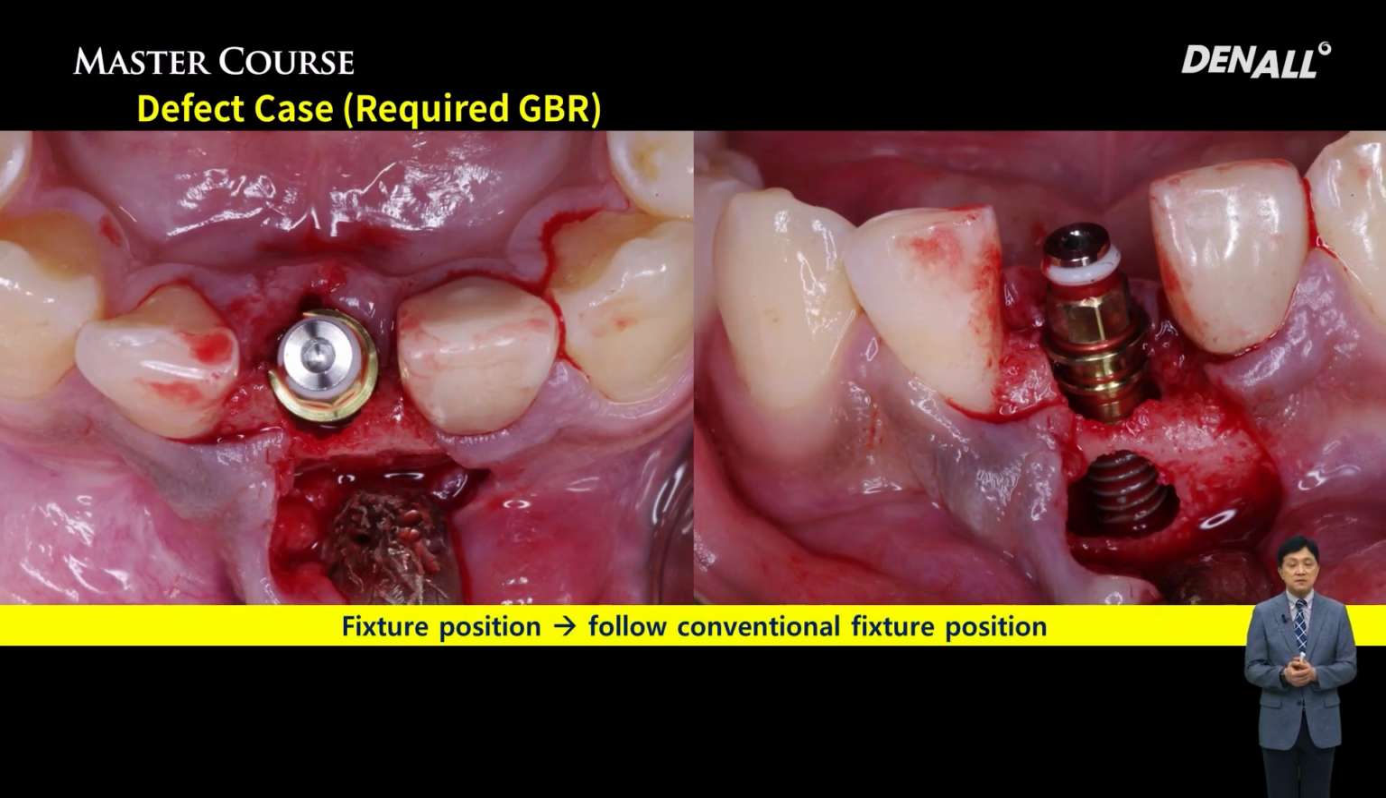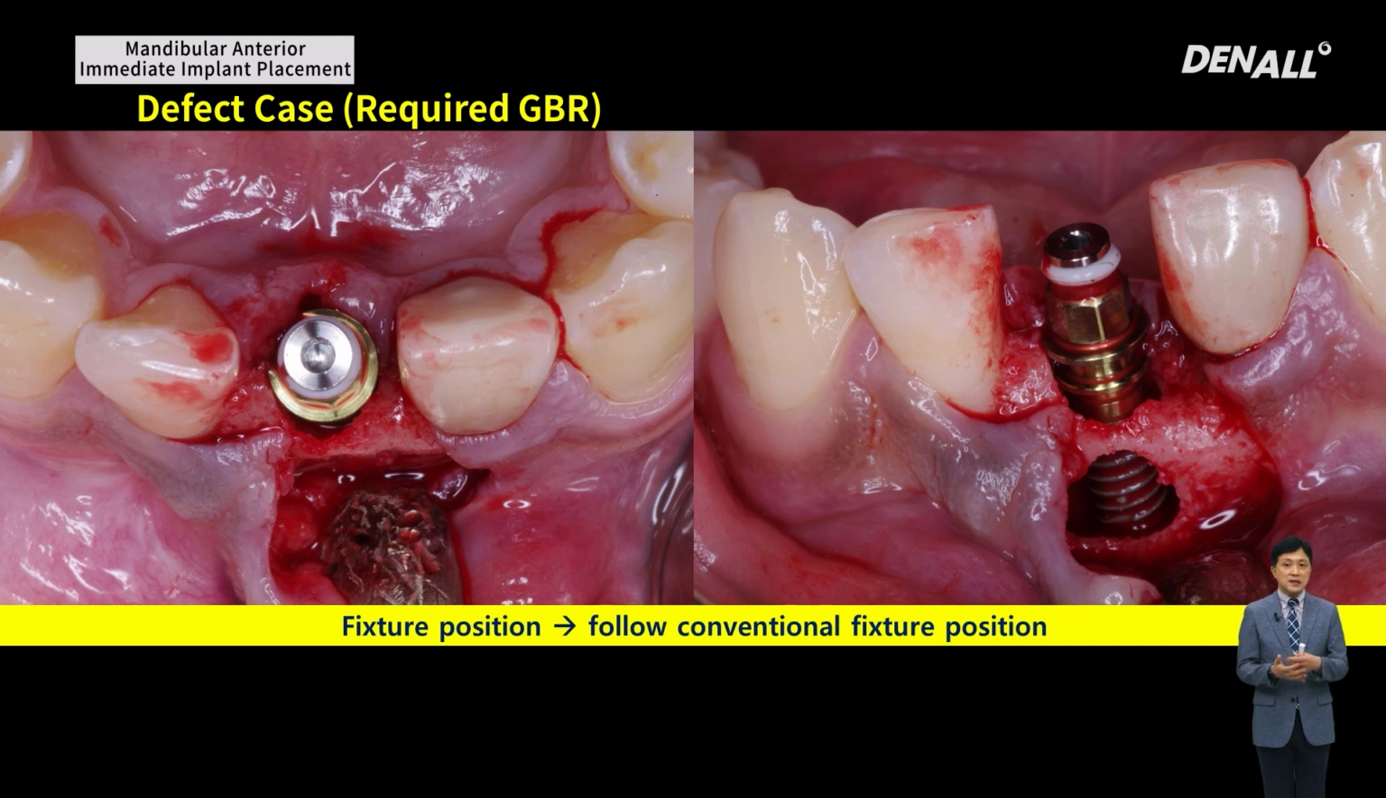Depending on the condition of a patient, the type of implant would be chosen. A 3.5 millimeter TS implant is chosen for this patient. The conventional implant position can be used here. There's nothing special just because it is in the anterior mandible. So the implant positioning can be determined following a standard approach.